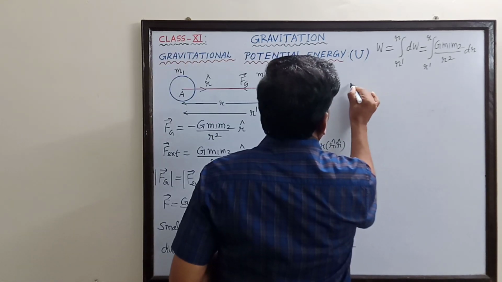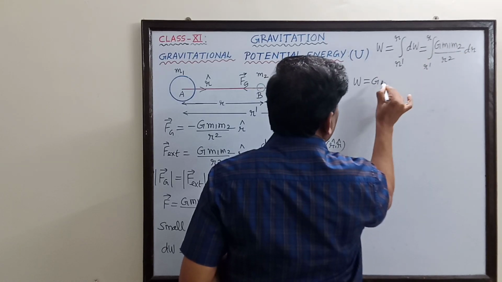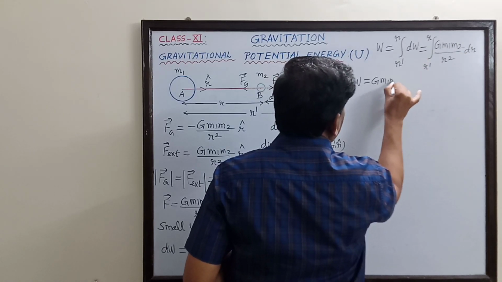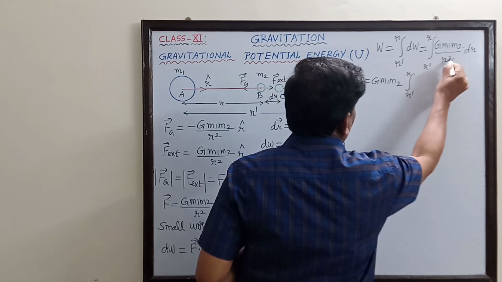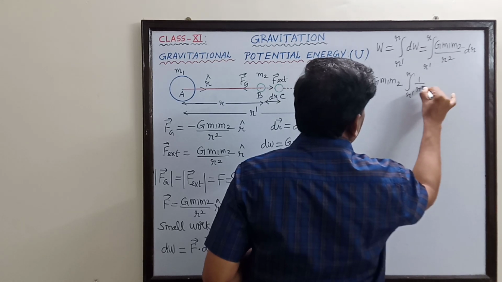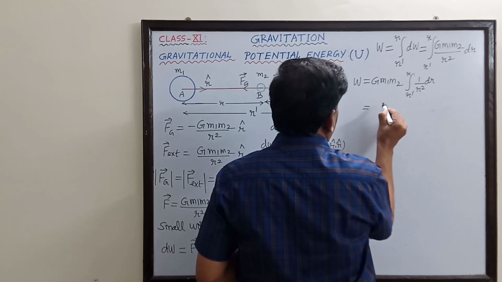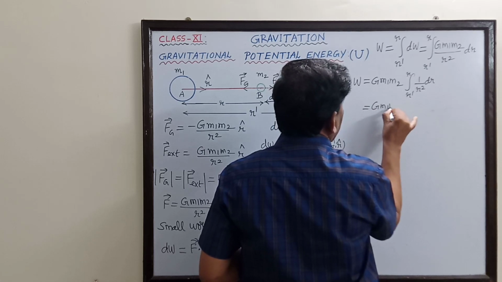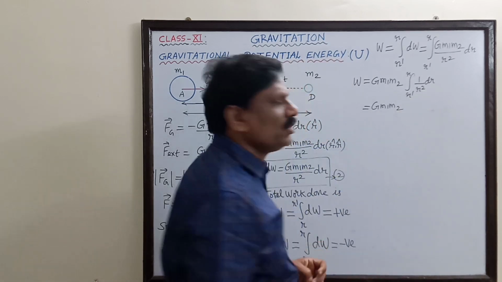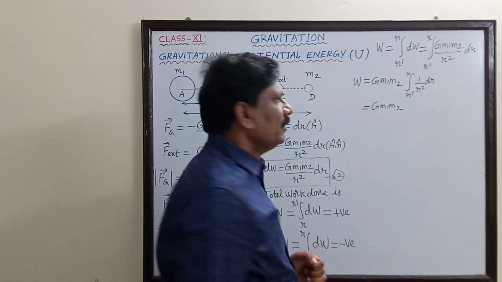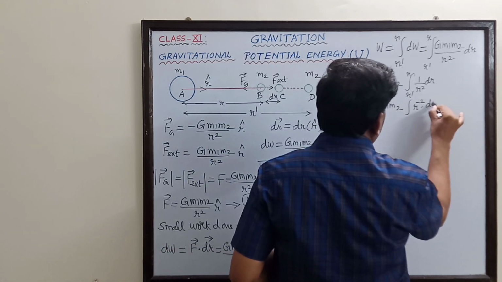Okay, now work done is equal to, constants can be taken out. So G into m1 into m2 is taken out. Integral, limits r dash to r, 1 by r square into dr. So this is equal to G into m1 m2 into, now this is r power minus 2, is it not? So I will write this as r power minus 2 into dr.